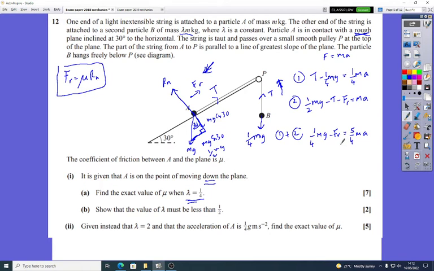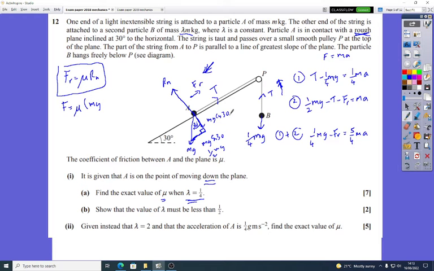You okay with that? Yeah. Now the only thing that's disturbing me here is this friction. So I'm going to go back and look at what friction is. I will need to find the exact value of mu. Okay? So friction is going to equal mu times Rn, but Rn is in balance with this. What is Rn equal to? mg cos 30. Excellent.